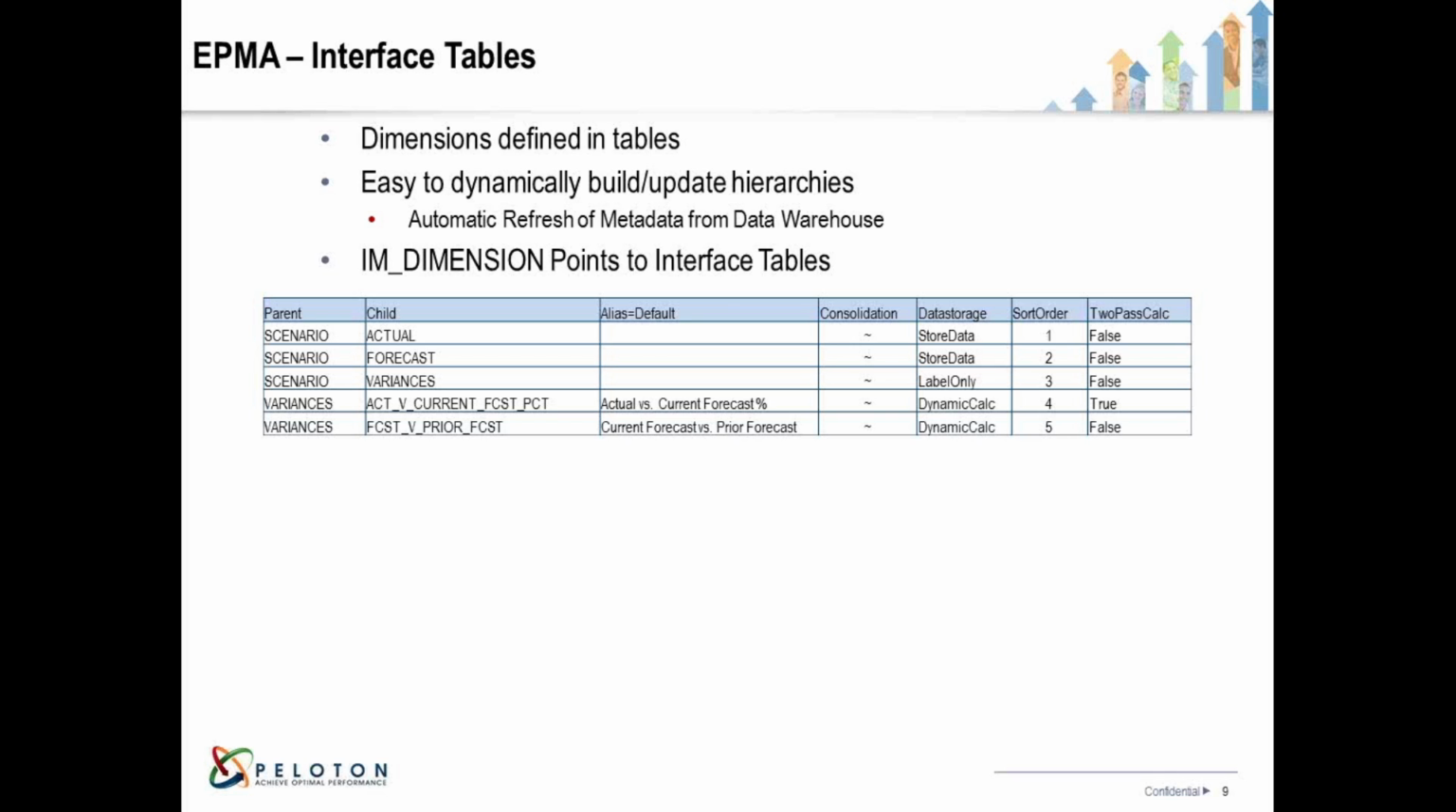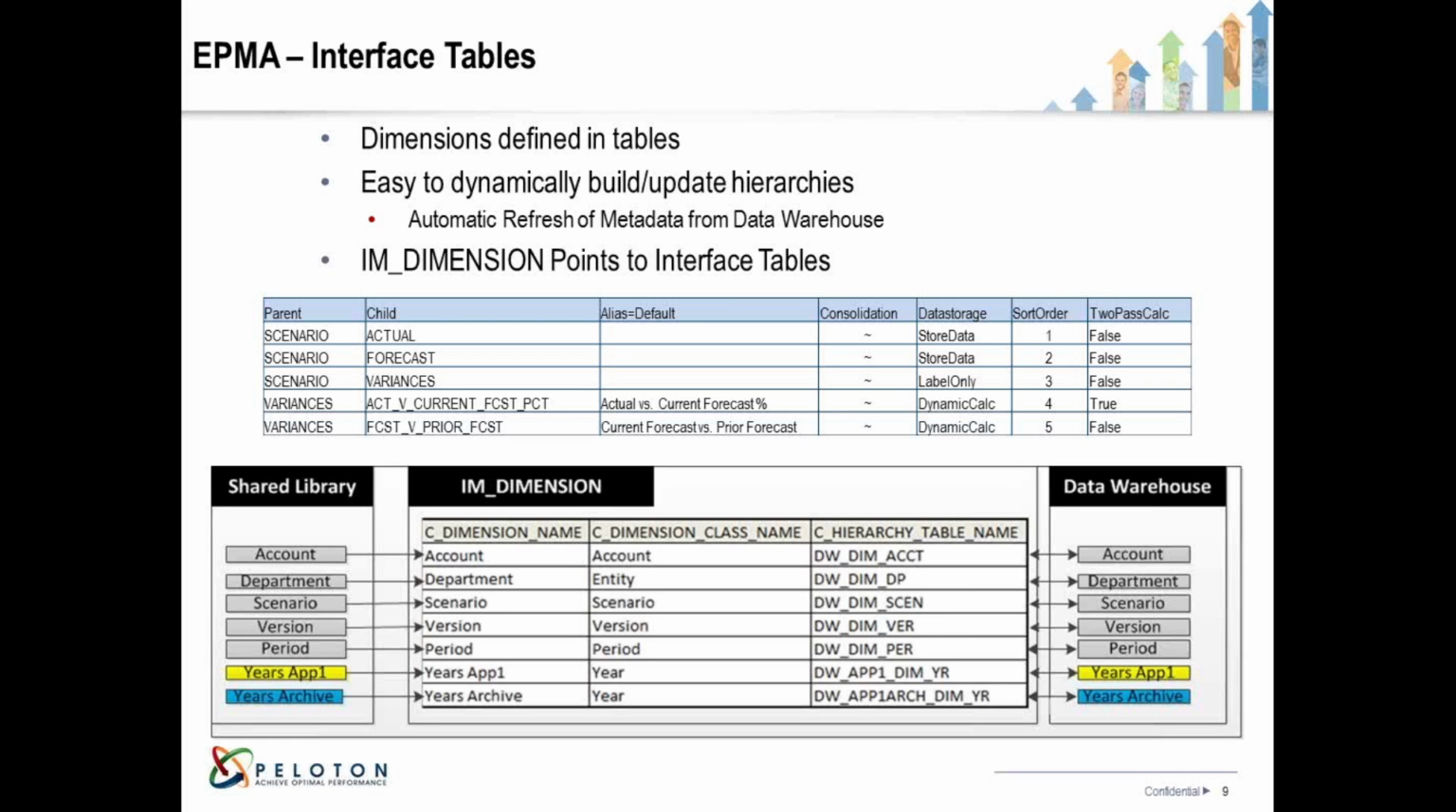So interface tables are dimensions that are defined within physical tables. And like I said, it's easy to dynamically build and update your hierarchies. You can use this for automatic refreshes of metadata from your data warehouse. There's a table that gets used called IMDimension, and that points to the interface tables.